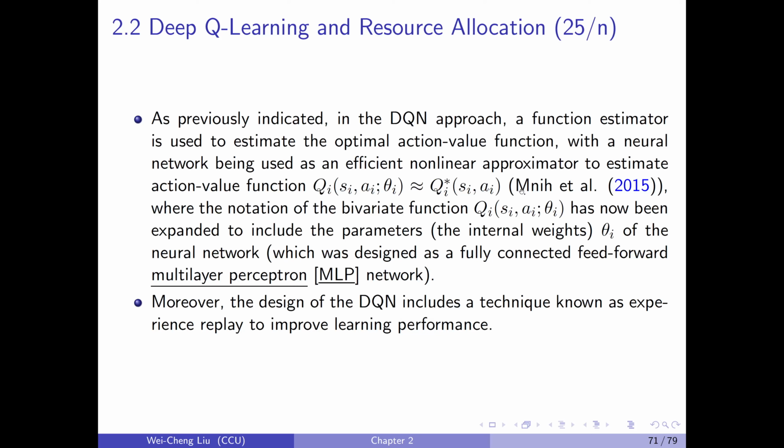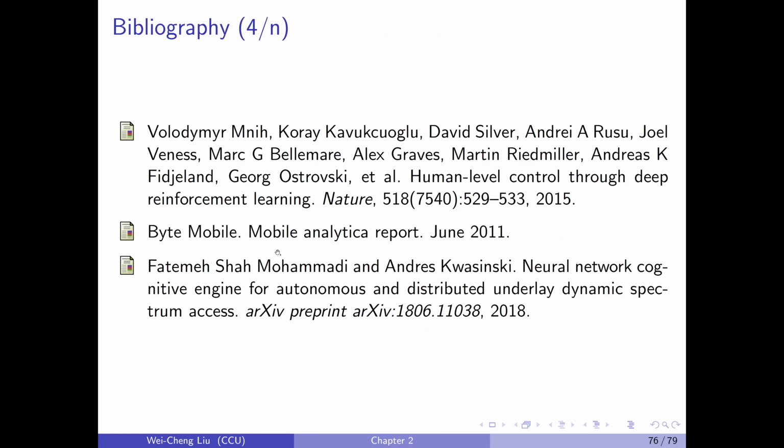Please see Mnih et al., 2015. Let us see this reference. Mnih et al. wrote a paper, Human-level control through deep reinforcement learning, which was published in Nature. This is a very good journal, in 2015.